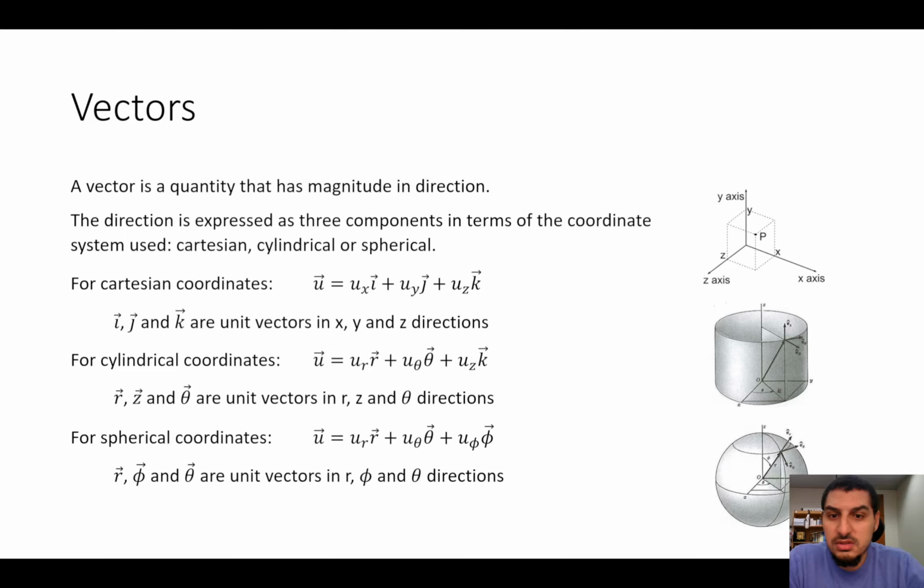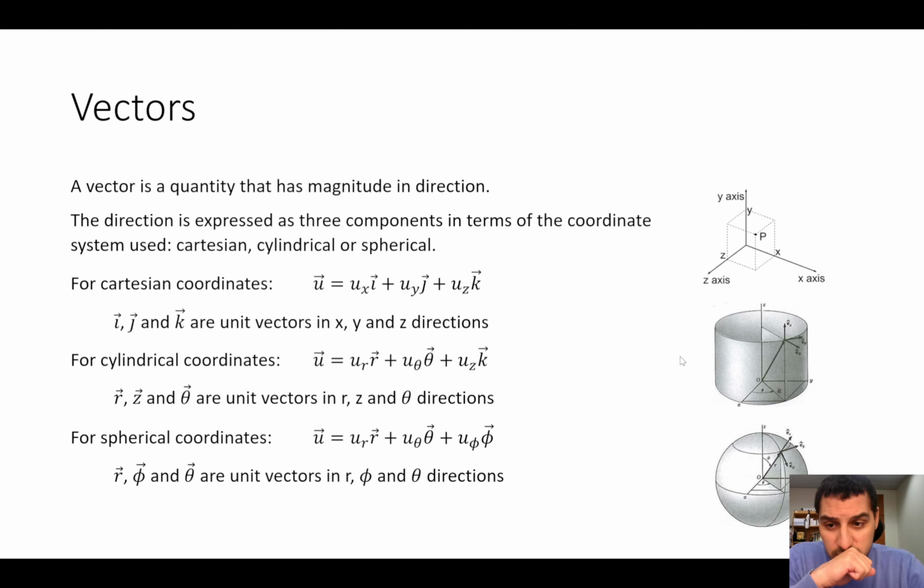magnitude without a direction. In fluid mechanics, there are a lot of vectors. The velocity is a vector, the force is a vector, the acceleration is a vector. So there are a lot of vectors that we deal with in fluid mechanics. So we express the vector with three components. In Cartesian coordinates, it's in the x, y, z directions.